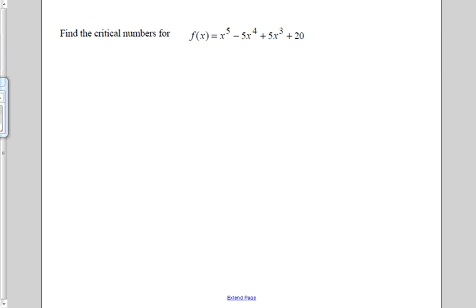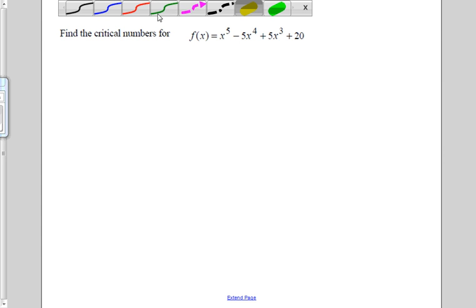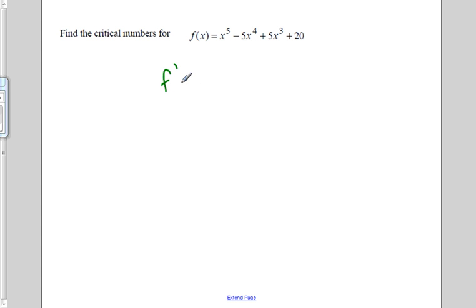So find the critical numbers for the following function. Well, we need to find the derivative and see when the derivative either equals 0 or is undefined. So the derivative is 5x to the fourth minus 20x cubed plus 15x squared. And we need to solve this, so let's factor it.